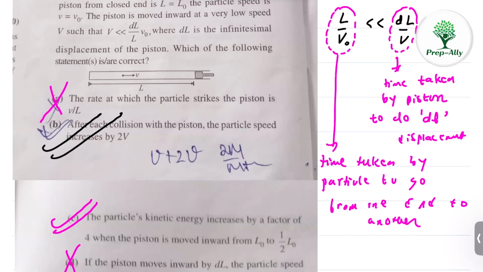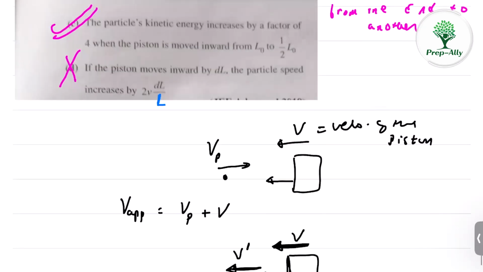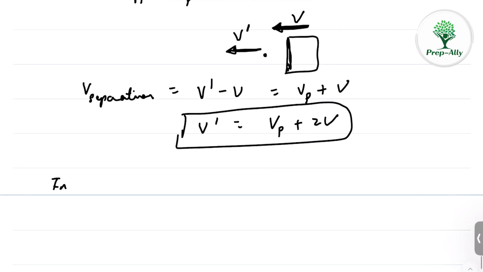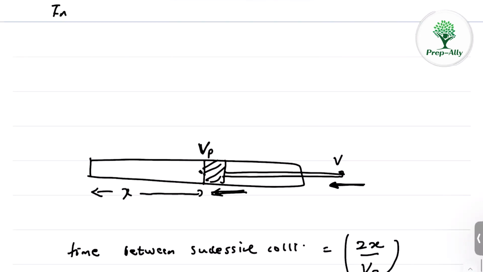Okay, now let's come to the doubt of Akshara. Varun, have you understood this? Yes. Akshara, tell me what is the doubt here? Sir, how did 2x by Vp come?